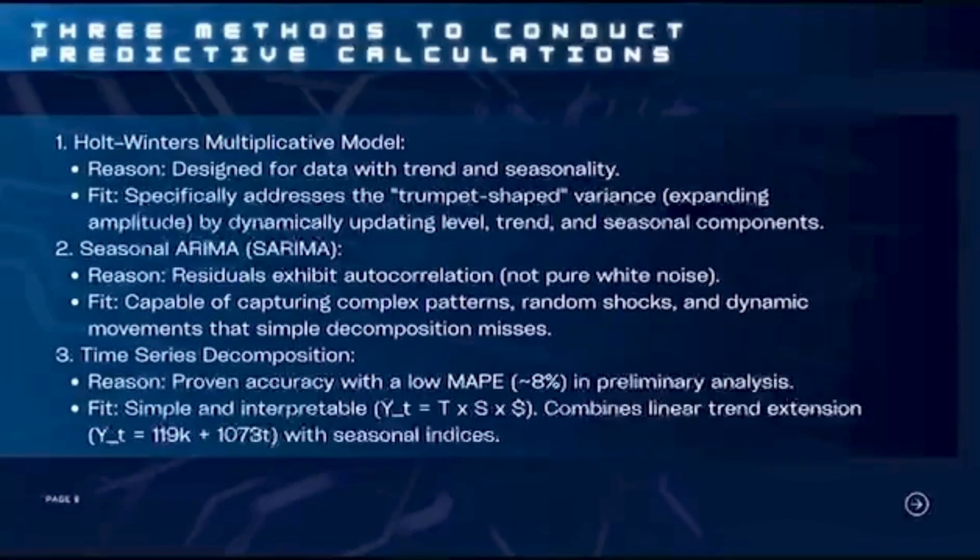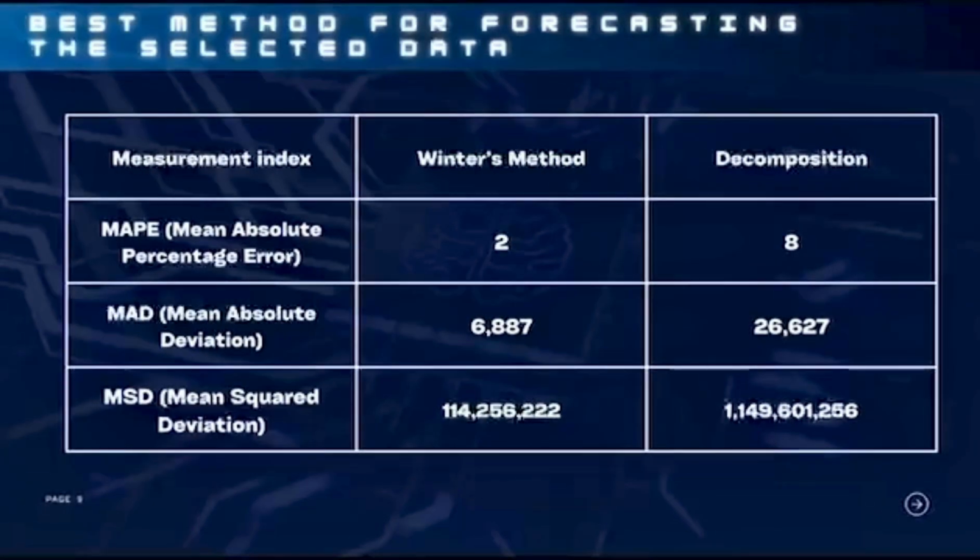So to calculate the forecast, we considered 3 methods here. The first one is the Winters multiplicative model. We chose this because it is specifically designed for data with a broad trend and expanding seasonality. The next one is the seasonal ARIMA. This method is good for capturing complex patterns and the relationships in the residuals. And the last one is time series decomposition, a simpler method that separates the data into trend, seasonality, and random noise. After running the calculation, we compared the accuracy of the methods.